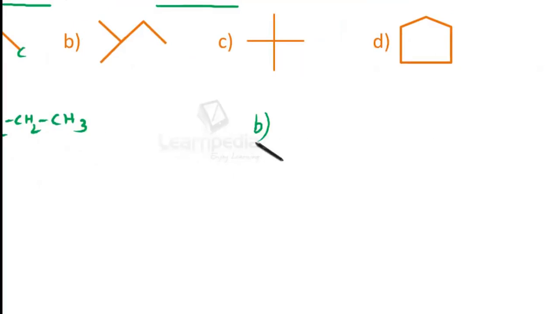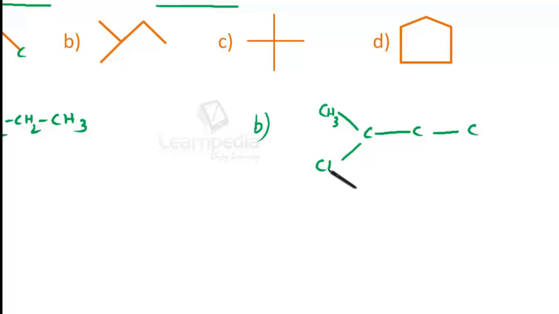Let us write for option B. I am starting with this carbon. This carbon is attached to 2 carbons on this side. So let me write them separately. And 1 carbon on this side. And that carbon in turn attached to 1 more carbon. It is like this, the carbon skeleton of option B. Then all the remaining valencies are satisfied by hydrogen.